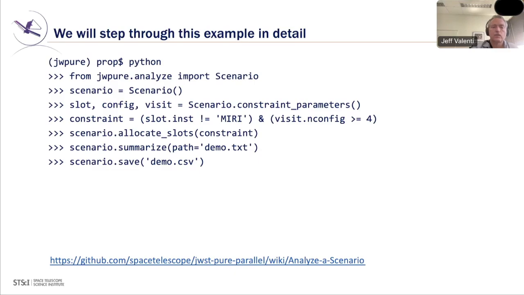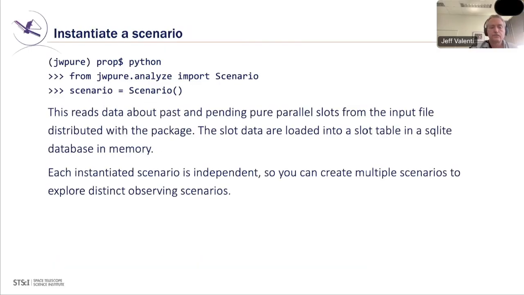We're going to step through this example in detail, which is in the documentation under the Analyze a Scenario tab. So first we import the Scenario class and instantiate it into a lowercase scenario object. This reads that data file that I just talked about, and it loads it into a SQLite database in memory, just to allow more efficient access. You can have multiple scenarios going at once. Each instantiated scenario is independent, so you can compare them if you want.